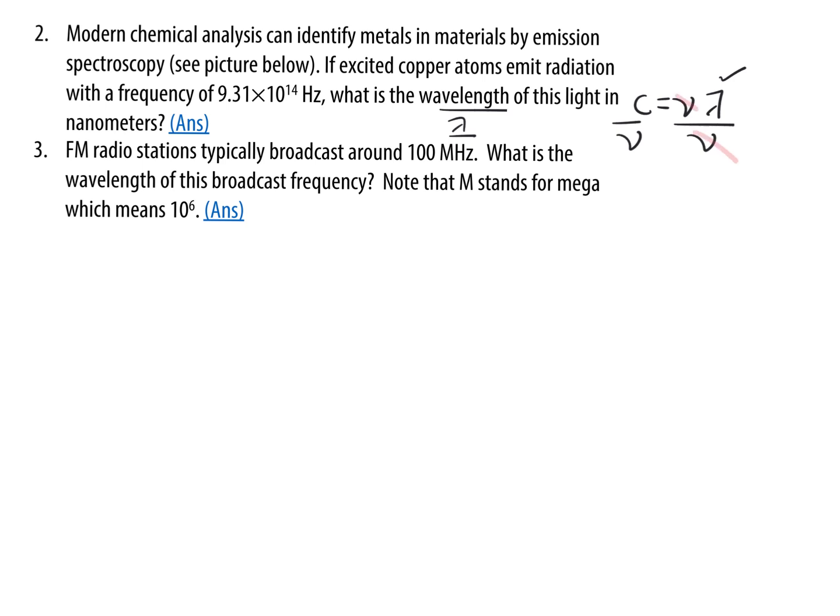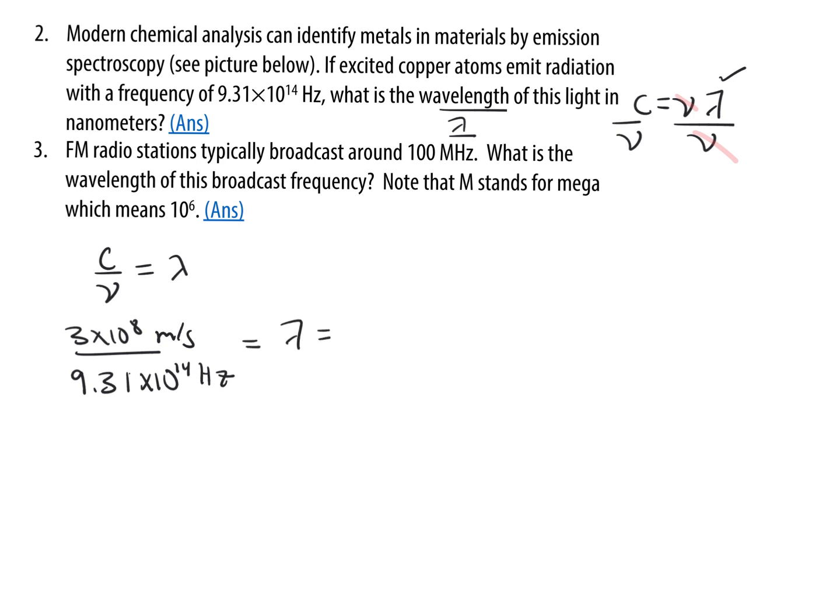That will get wavelength by itself, and we'll get C over nu is equal to lambda, 3 times 10 to the 8 over, this is meters per second. And again, frequency is in hertz, or 1 over second, so this unit is correct. We're in the base SI unit, which is what we want, so we can just plug in 9.31 times 10 to the 14 hertz. When we do that, we'll get our wavelength.